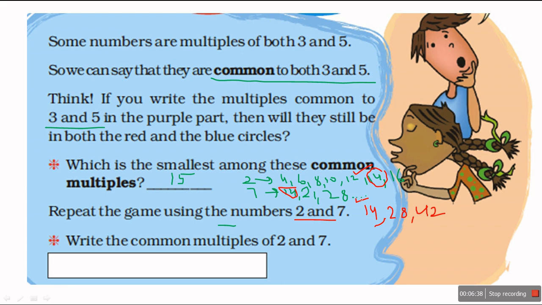So common multiples. Write the common multiples of 2 and 7. What will be the common multiples of 2 and 7? Smallest is 14 and its multiples will be common multiples: 28, 42. Likewise, you can complete this.